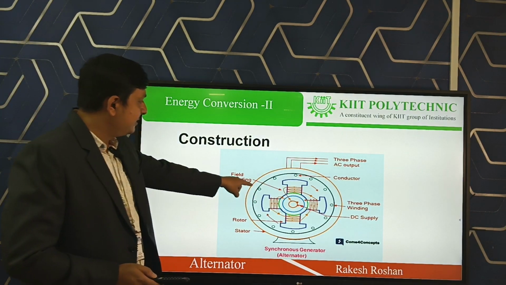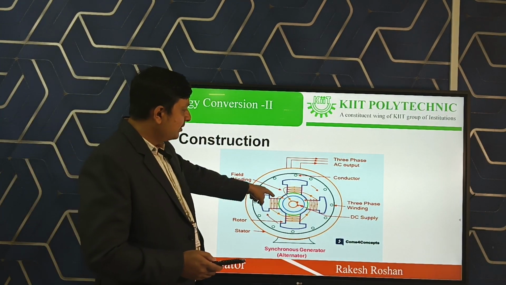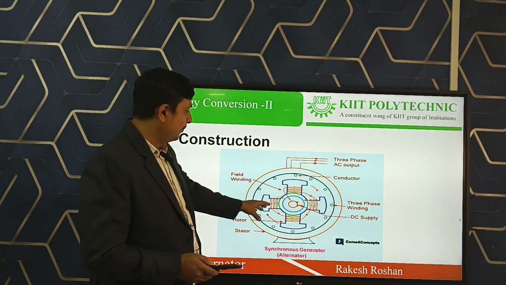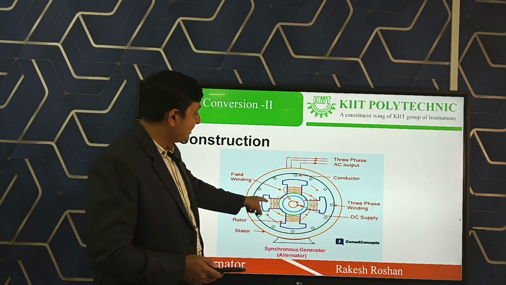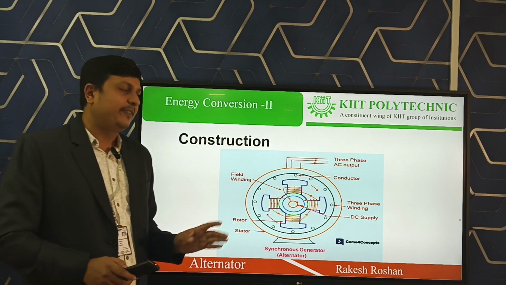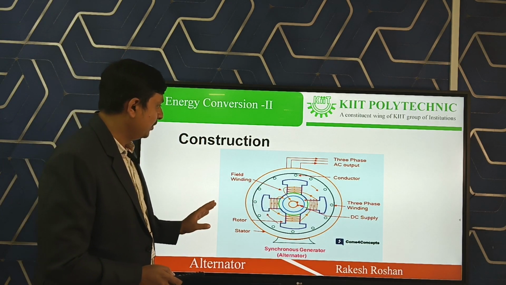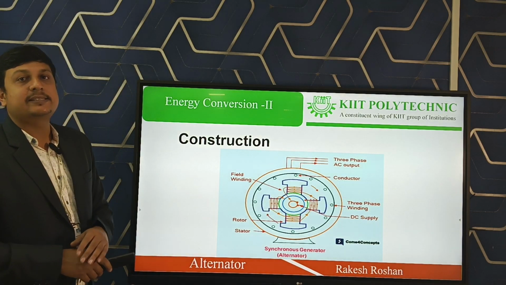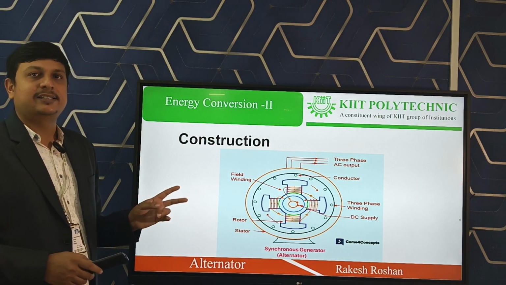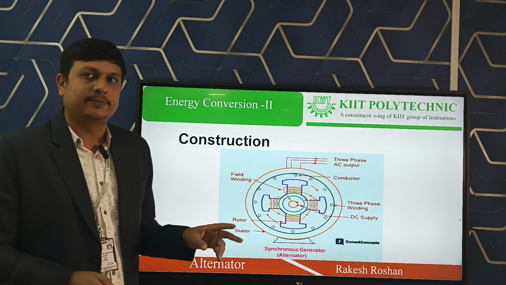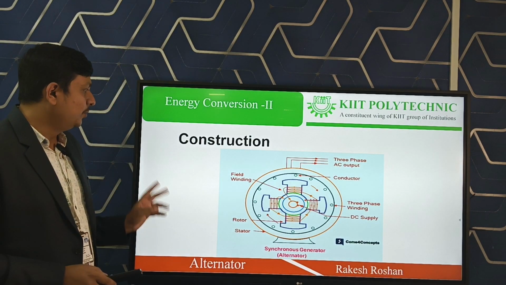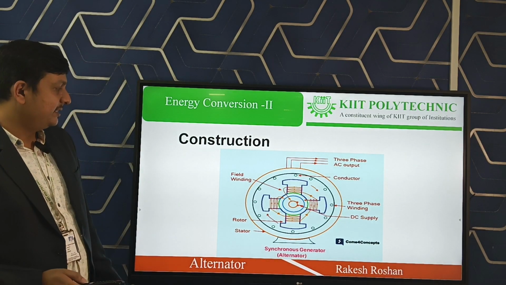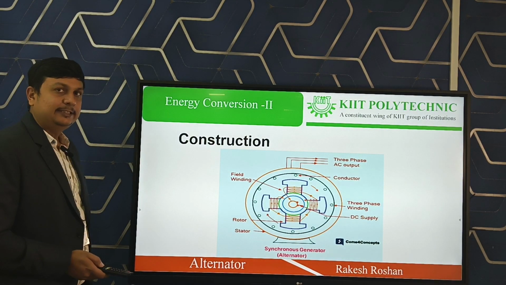And this is your rotor. The rotor has poles, and generally adjacent poles have opposite polarities. Like the induction motor we have studied, there are two types of rotor. In an alternator also there are two types of rotor: one is the salient pole type, another one is the non-salient pole type.